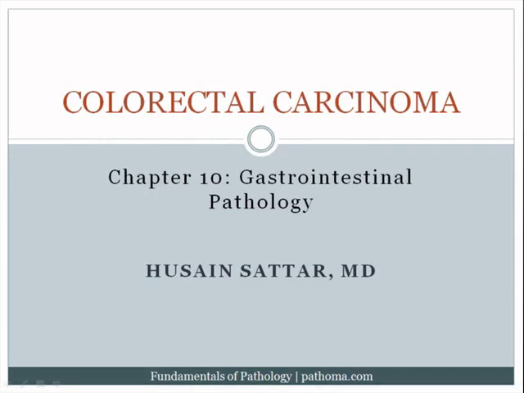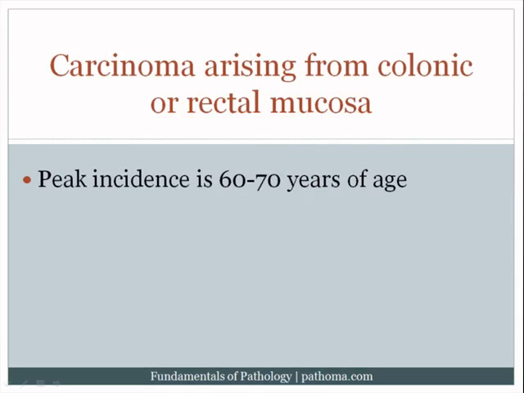The last section in the GI pathology chapter is colorectal carcinoma. This is a carcinoma that arises from the colonic or rectal mucosa. The peak incidence is about 60 to 70 years of age. Recall that colorectal carcinoma is the third most common site of cancer when you exclude skin, and it's also the third most common cause of cancer-related death.